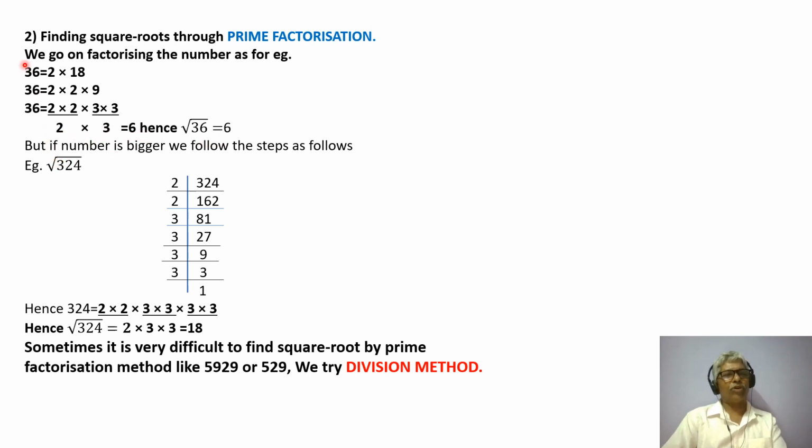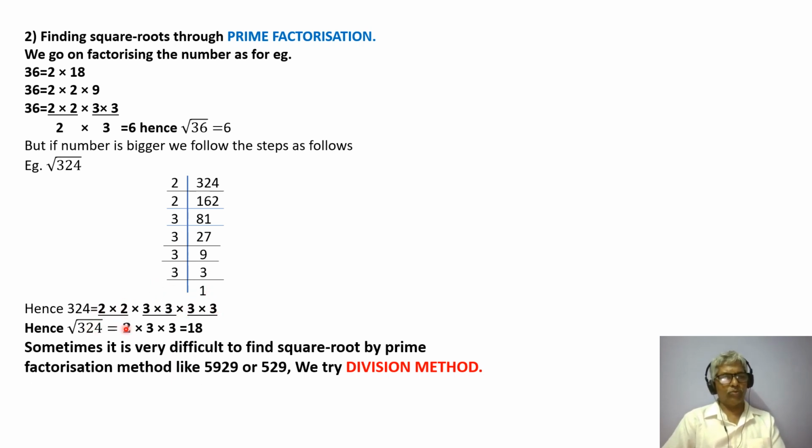This is for smaller numbers. If the number is a little bigger, like 324, we do prime factorization like this. 324, divide by 2 is 162, and then again by 2 is 81. 81 divided by 3 is 27. 27 divided by 3 is 9. 9 divided by 3 is 3, and 3 divided by 3 is 1. So we take the factors of 324 as 2 into 2 into 3 into 3 into 3 into 3.